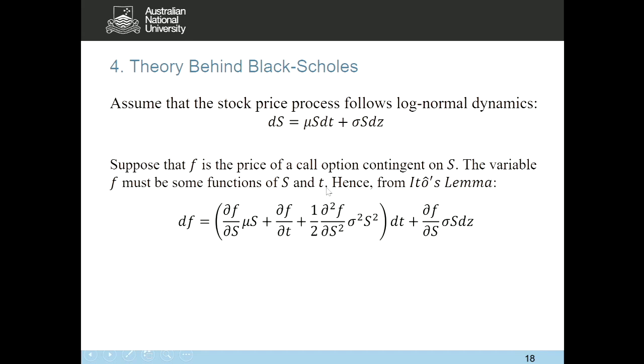Then what we're interested in is how the option price changes over time. In order to do that, we need to differentiate F with respect to the share price S, and differentiate F with respect to time T. If you recall the intrinsic value diagram of a call option, it is a nonlinear function. As we did before, to differentiate this nonlinear function, we need to use Taylor series expansion. So that's where Ito's lemma comes into play.